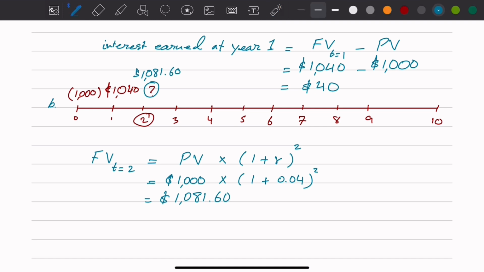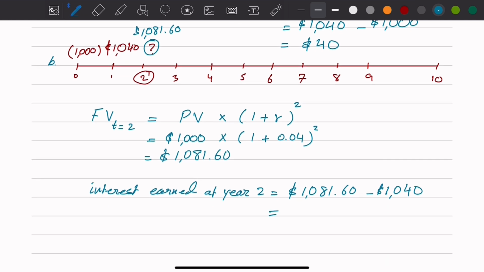So again, we'll say interest earned at year 2 is going to equal 1081.60 minus 1040. Okay, and that's going to be $41.60. And that's the answer for part B. All right.